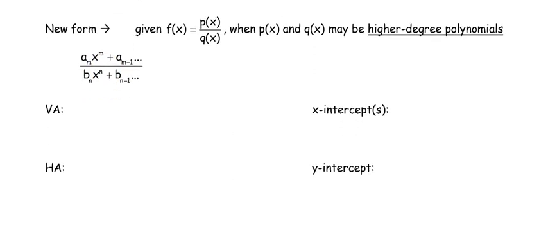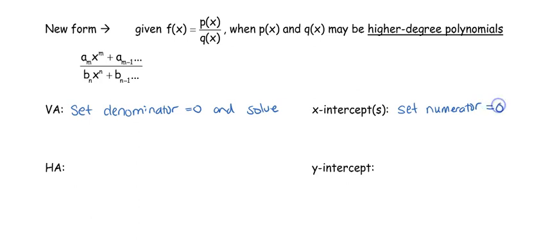Alright, so when we look at our important information from this polynomial, the vertical asymptote is going to be the same as what we've been dealing with. For the vertical asymptote, you're going to set the denominator equal to 0 and solve. Just like always, for your x-intercept, you're going to set the numerator equal to 0 and solve. And don't forget that for the x-intercepts we're only solving for the real zeros.